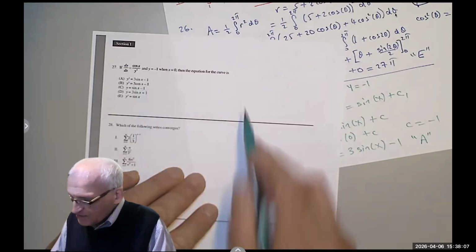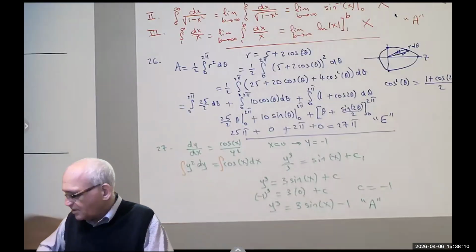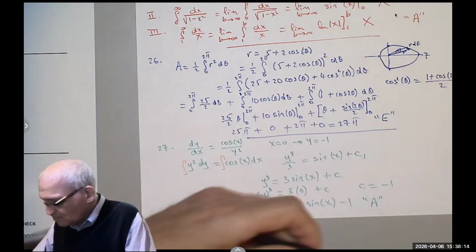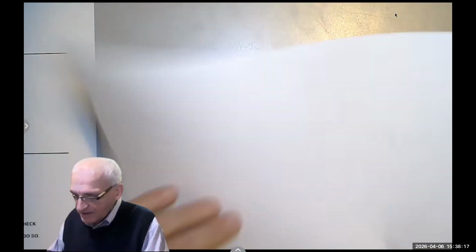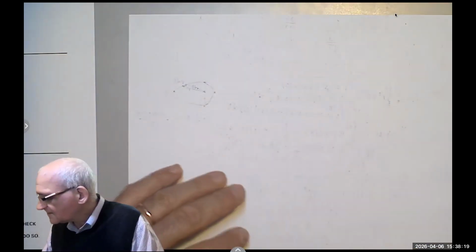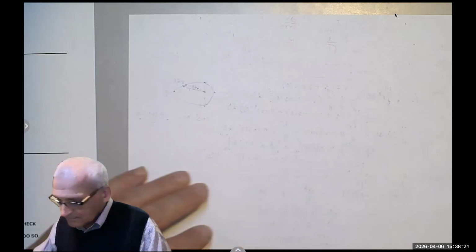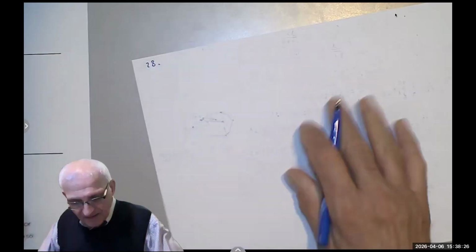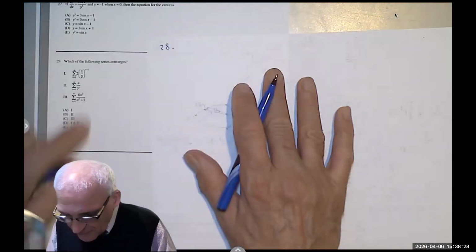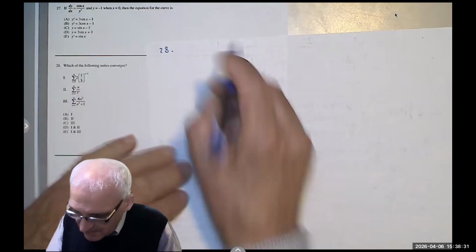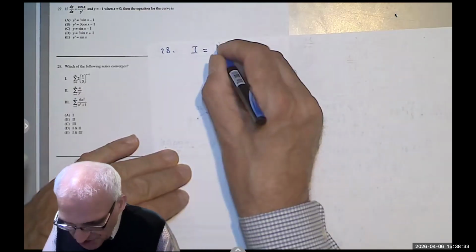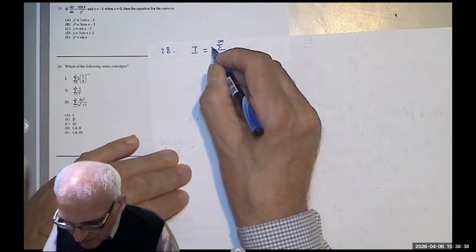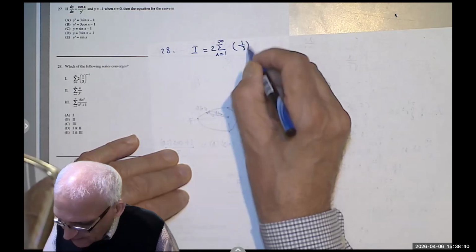3 sine x minus 1. Finally, we have number 28. So I'm not going to use a new paper. What I'm going to do is just turn it over and do number 28. They said, which of the following series converge? I is the summation n going from 1 to infinity of 2 times 1/3 to the n minus 1.